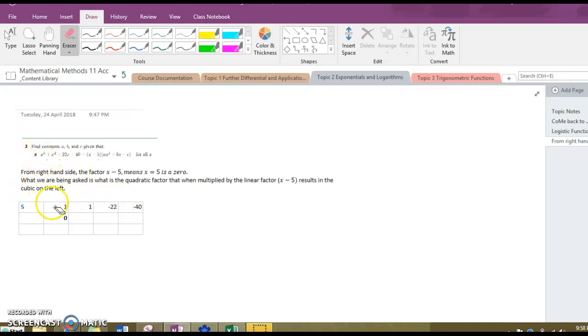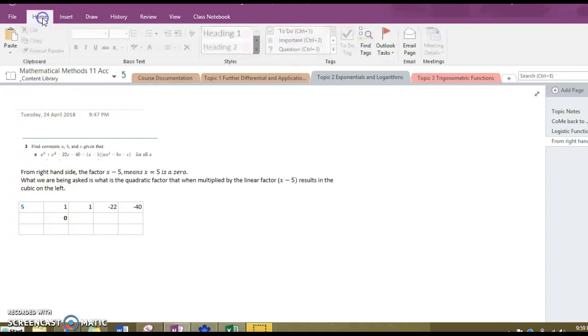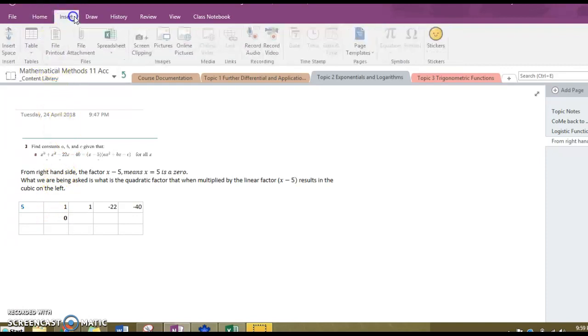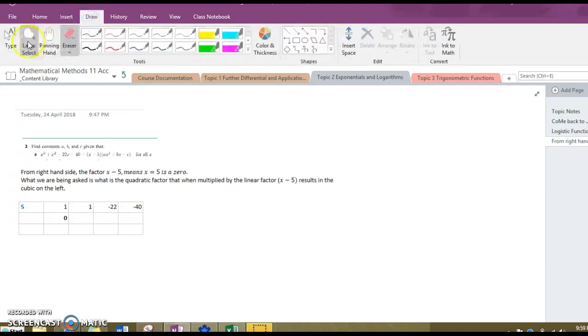So 1 goes in the top here, 1 being the x squared coefficient, negative 22 and negative 40. And then I've also taken the 0, not the factor, but the 0 which comes from our factor, and I've put that on the left hand side. So what we're going to do is add each column and put those numbers together to result in the number. So the number there would be 1 plus 0 is 1.